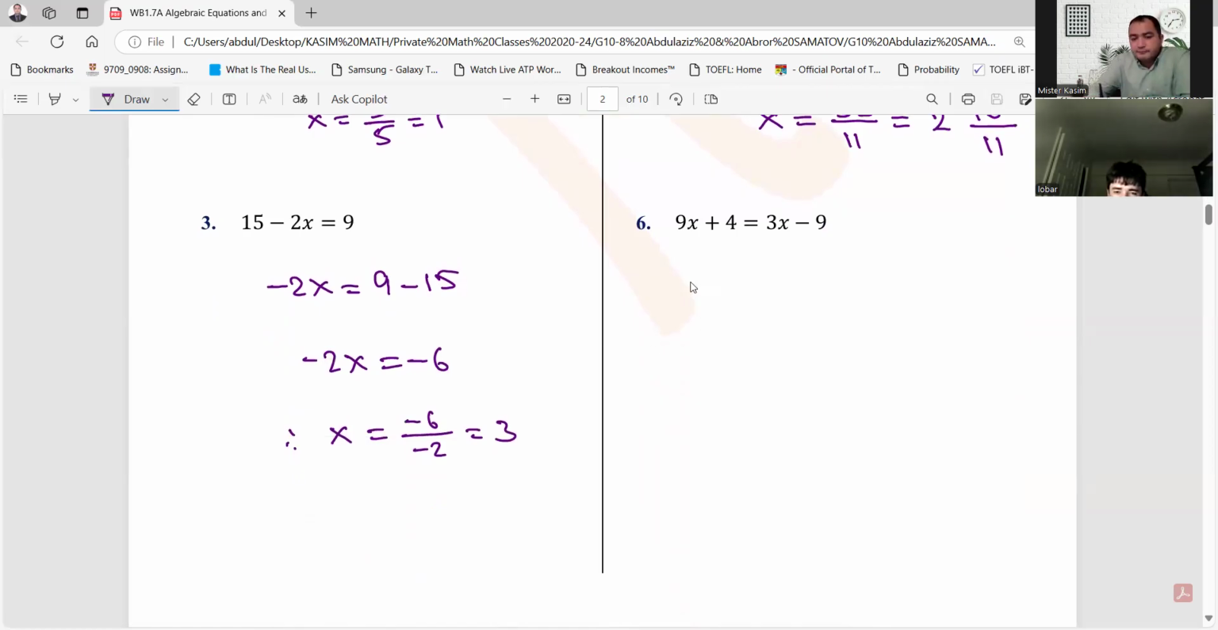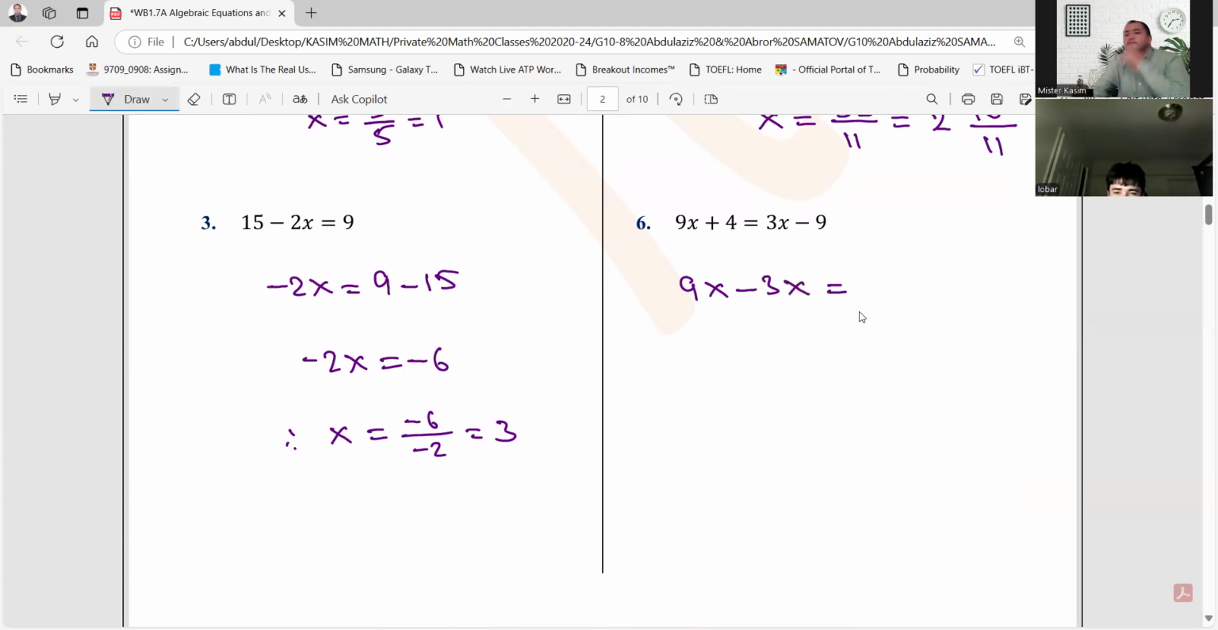9x plus 3x. Minus. It is positive here, right? Yeah. So moving to the left, it is minus 3x equals negative 9 minus 4. 6x equals negative 13. What is x? x equals negative 13 over 6.